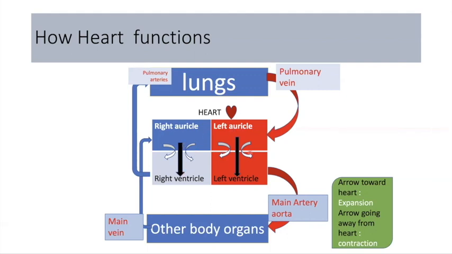These two valves, the bicuspid valve and the tricuspid valve, close, and the other two semilunar valves open up, and the blue blood goes to the lungs through the pulmonary artery. From there it gets refreshed, and the red blood goes to the other body parts through the main artery, that is the aorta. So this way, in the first cycle the heart is getting the blood, and in the second cycle the blood is going away from the heart.